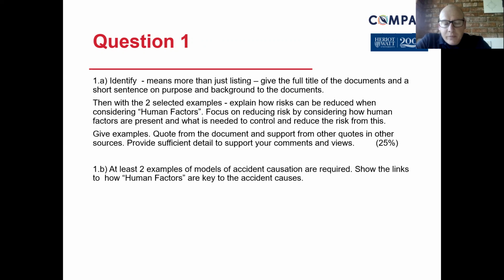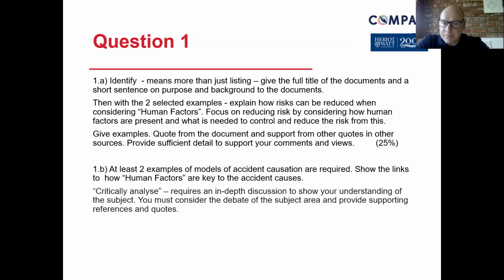In 1B, we're looking for something a little bit different because it's the human factors around accident causes. So you need to show the links to at least 2 examples of accident models that you would choose, and then give an explanation around the human factors associated with those 2 accident models. You can go more than 2, you can show further reading if you wish, but we want a little bit more detail on the accident causation from the perspective of human factors in relation to the accident models chosen.